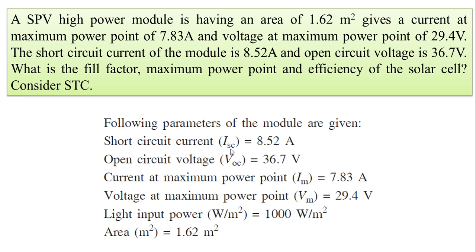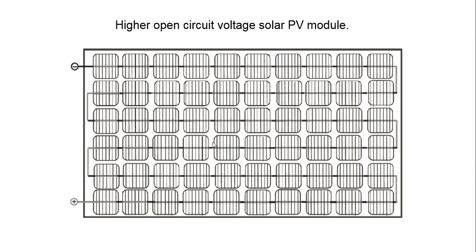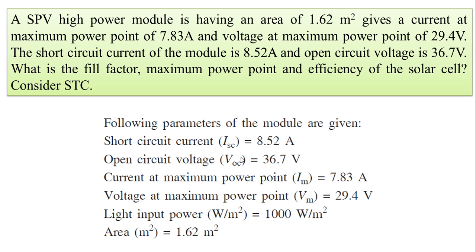The ISC is given as 8.52 ampere, VOC is given as 36.7. From this one can identify that this is a module, because all the modules in an array are connected in series and parallel combination, but for a particular single module, I repeat, all the cells are connected in series as per this diagram. So the short circuit current of the module and of the cell remains the same, considering zero losses in this case. Otherwise that much I squared R loss or heat loss might develop.